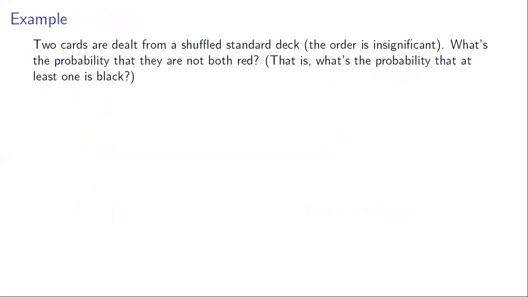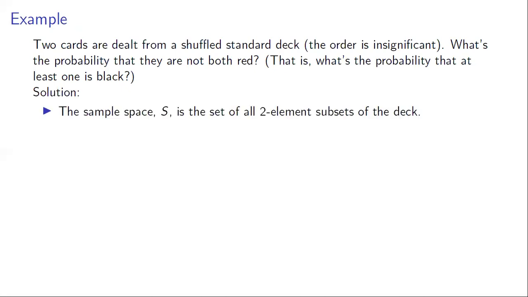So, a similar example to before: 2 cards are dealt from a shuffled standard deck where the order is insignificant. What's the probability that they are not both red? Okay, not both red. You have to wrap your head around this. Not both red could mean one of them is red, but not both of them are red. That is, what's the probability that at least one is black? Maybe one of them is red, that's fine. But we want to know the probability that they're not both red, meaning that at least one is black.